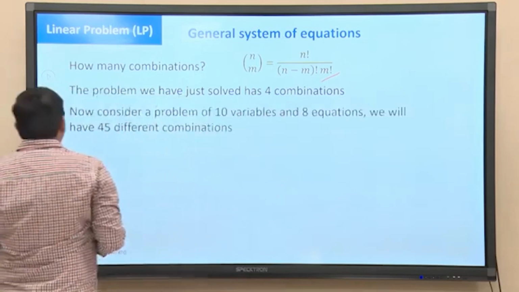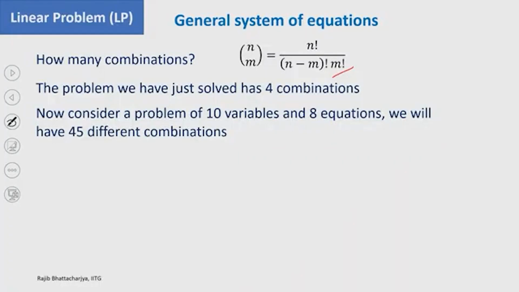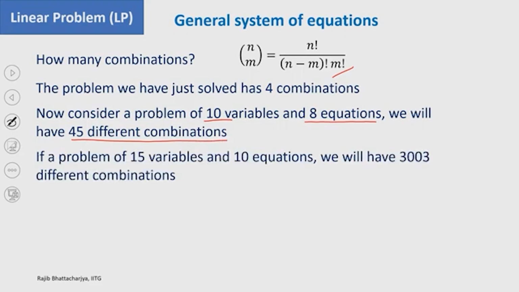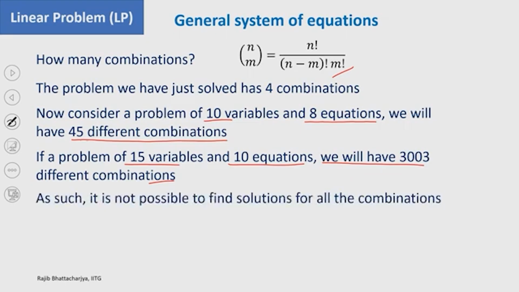Okay. Now, consider a problem of 10 variables and 8 equations. If you have 10 variables and 8 equations, we will have 45 different combinations. If you have a problem of 15 variables and 10 equations, we will have 3003 different combinations. So, as such it is not possible to find the solution for all the combinations. So, this is not possible, you just see.